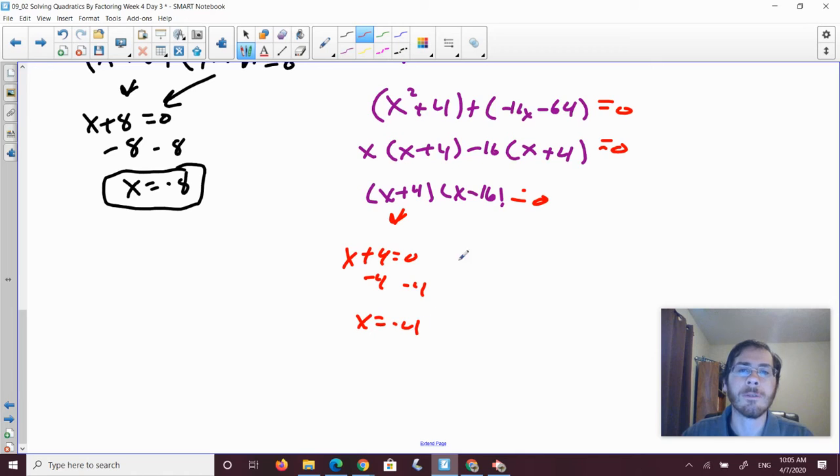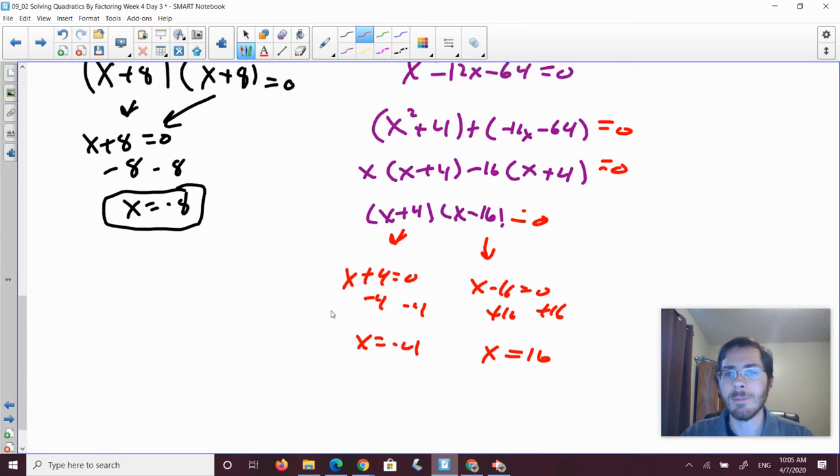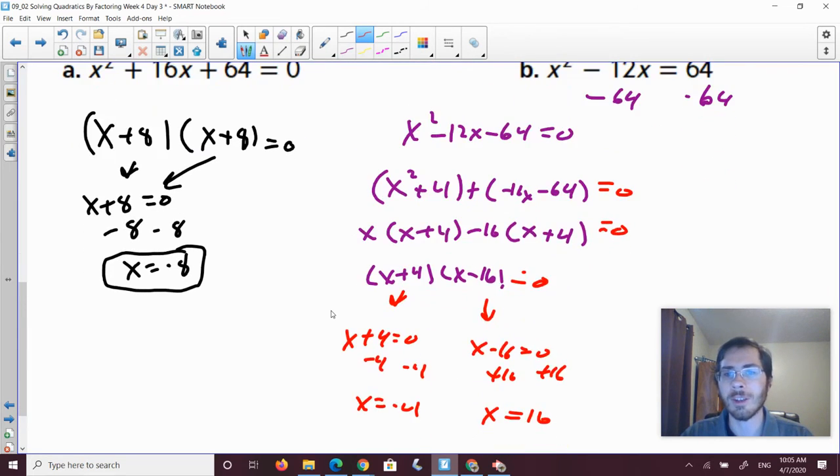X equals -4. X minus 16 equals 0. Add 16 to both sides. X equals 16. So that's how we can do it. So we can do those all by factoring because that's the name of the game. So I've shown you how to do it by factoring.